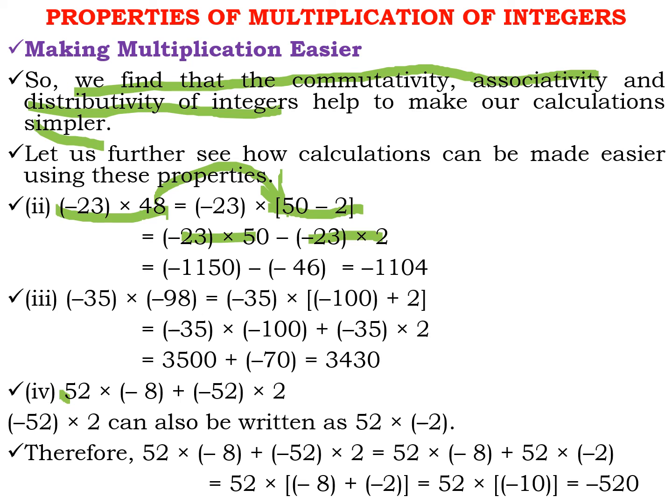52 × -2 plus -52 × 2. -52 × 2 can also be written as 52 × -2. Therefore, 52 × -8 plus -52 × 2 can be written as 52 × -8 plus 52 × -2. Taking 52 common and putting -8 and -2 in the bracket and adding them, we get 52 × -10, that is -520.